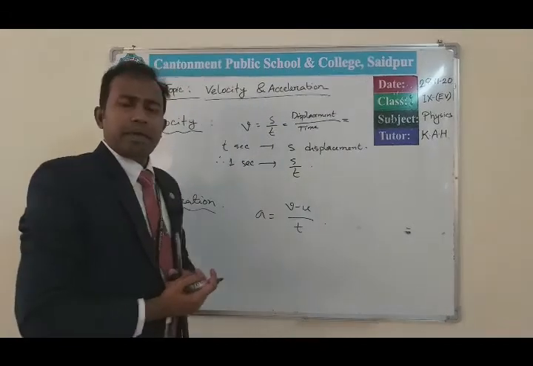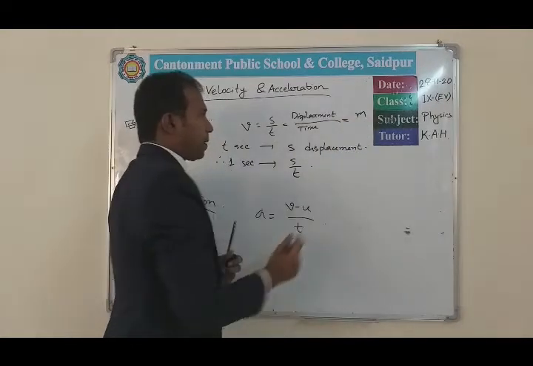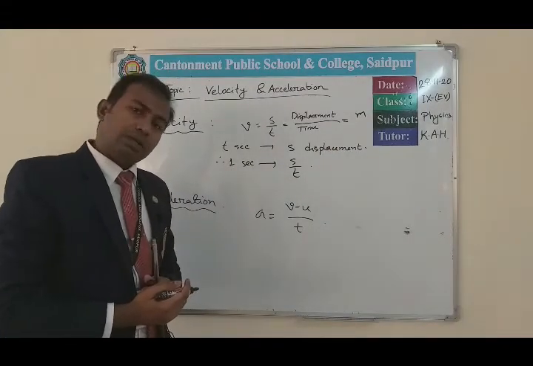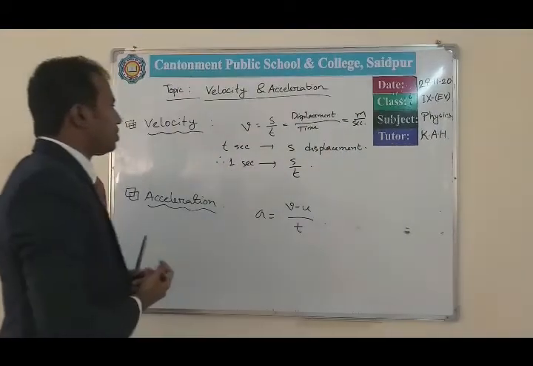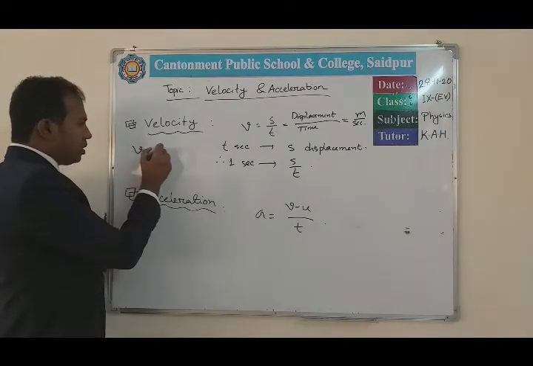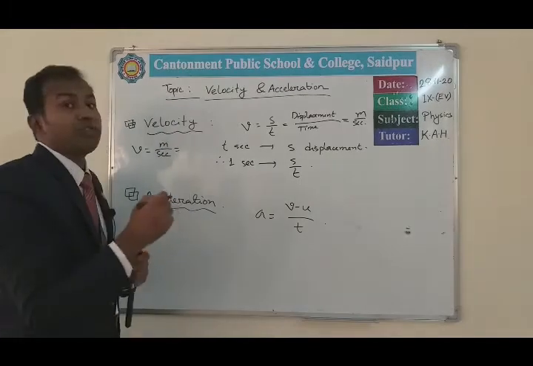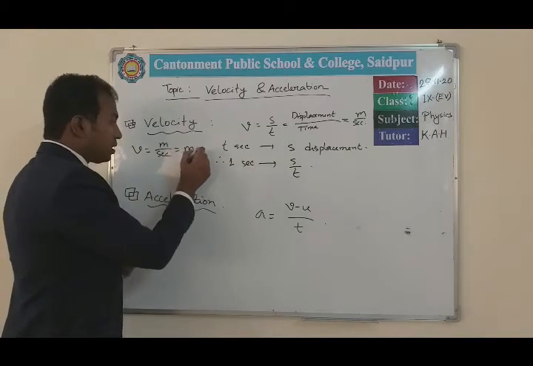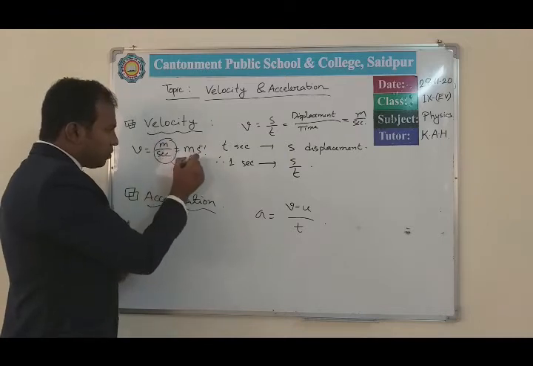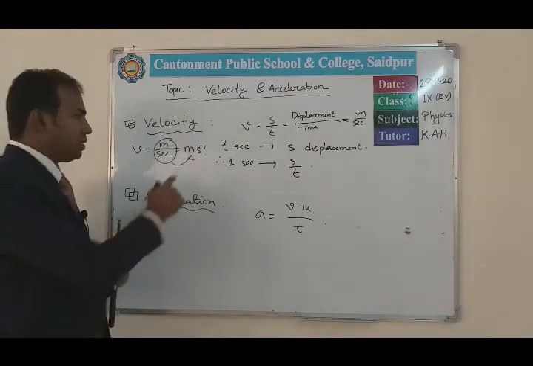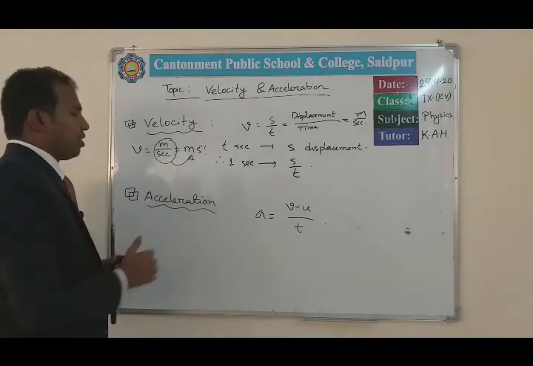The unit of displacement is meter, and the unit of time is second. So you get V equals meter per second as the unit, which is shown in the book as meter per second. This is the mathematical way. So this is the velocity.